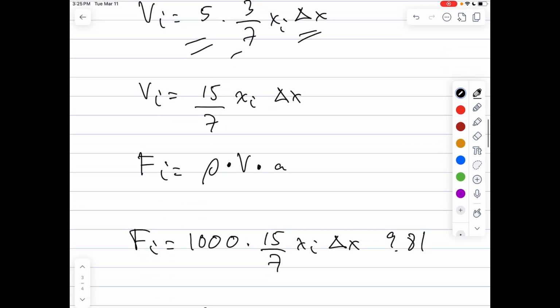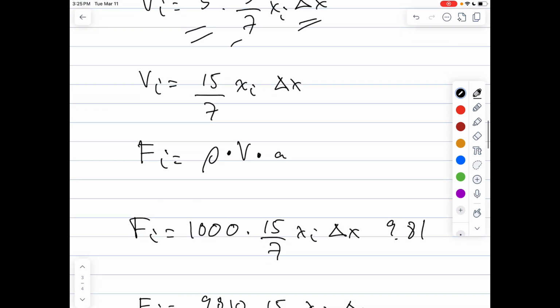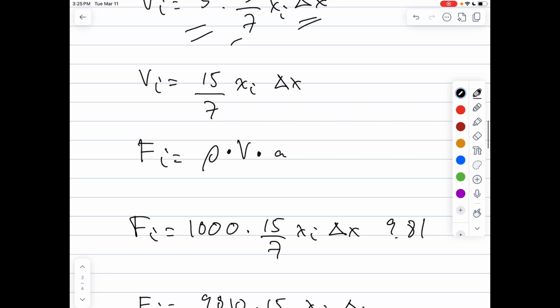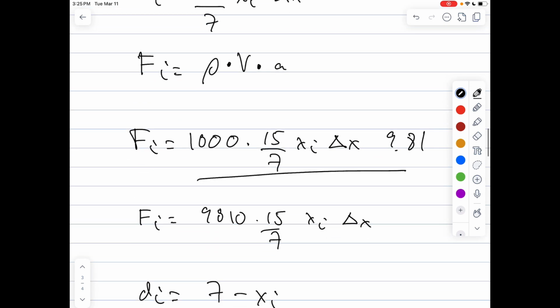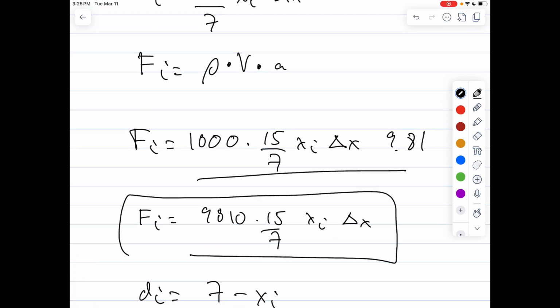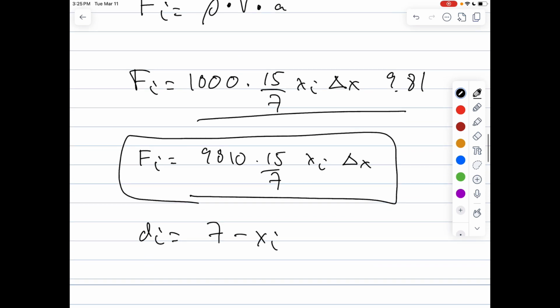And then you would have rho times volume, density times volume times acceleration. So I put all that together, and that is what you see here. So F sub i just represents the force of a piece of the water here, okay, that piece of lumber, as you can say.